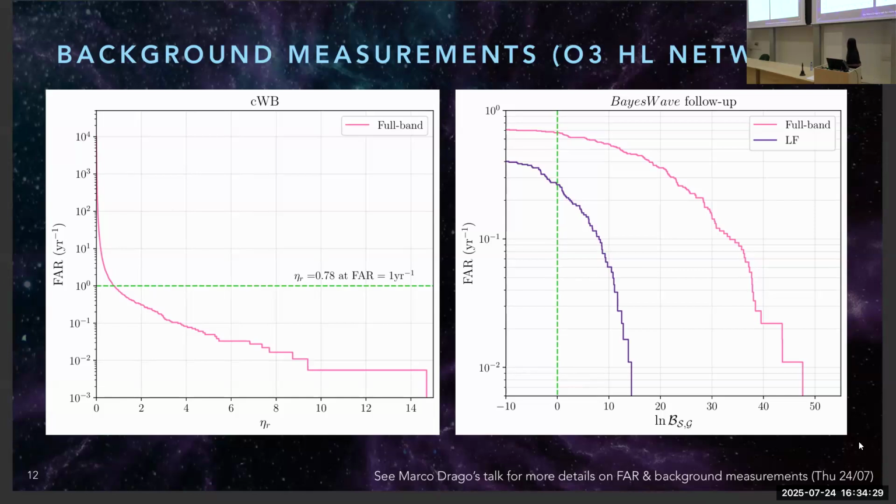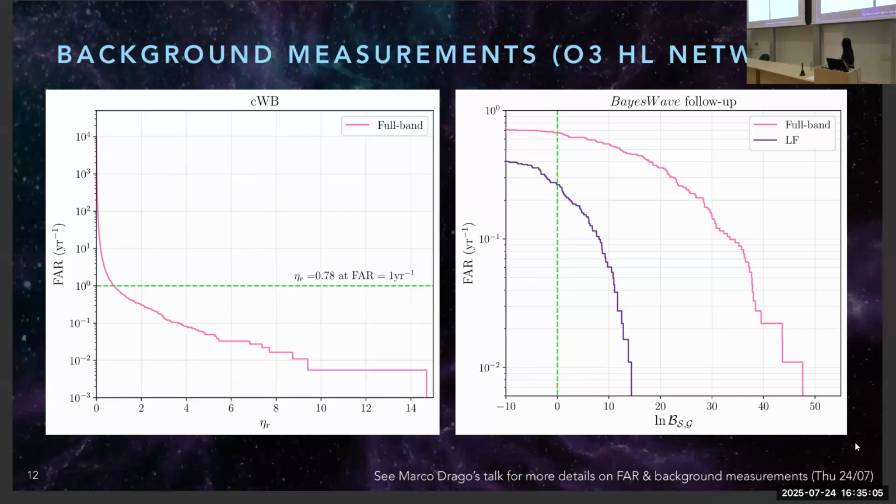In previous work, we've shown that this joint BayesWave and CWB implementation actually improves the false alarm rate, because we only follow up a part of these background signals. So this joint implementation has been beneficial and has been used in the all-sky burst paper as well. The BayesWave background looks something like this. Sorry, my laser pointer has disappeared. The pink line down here is the full band analysis, so we're looking at the 32 to 2000 hertz analysis, and then the purple band is the low frequency.